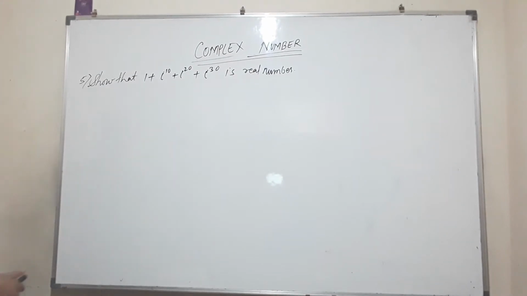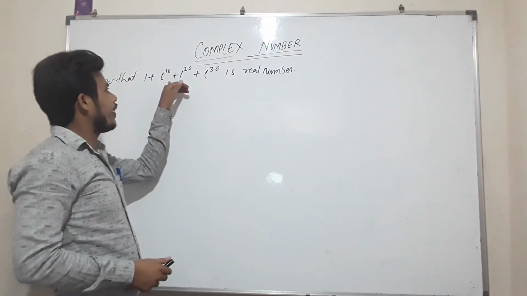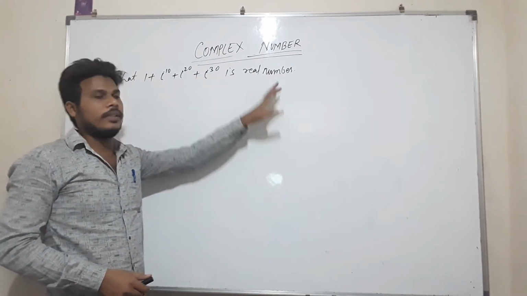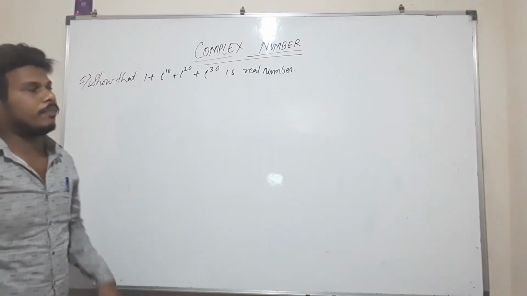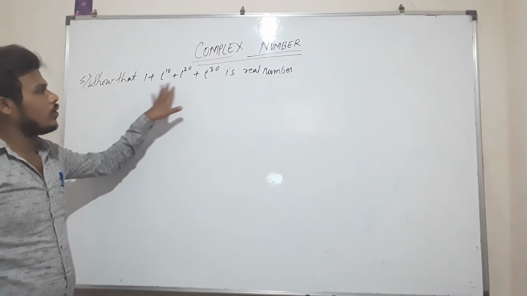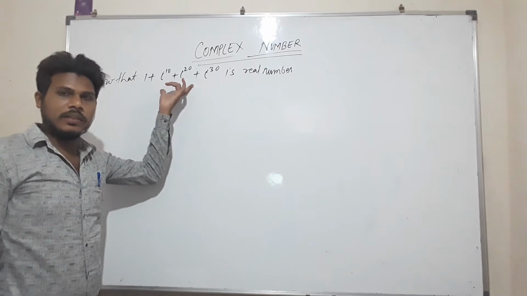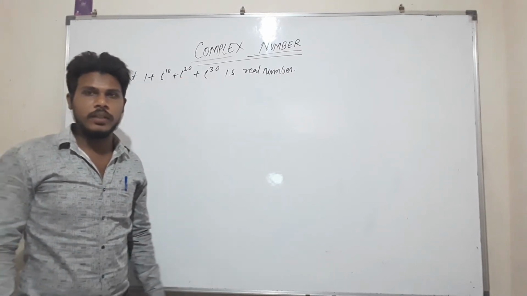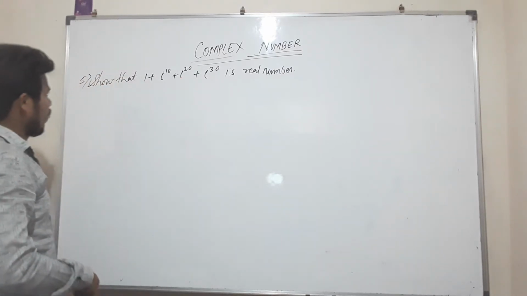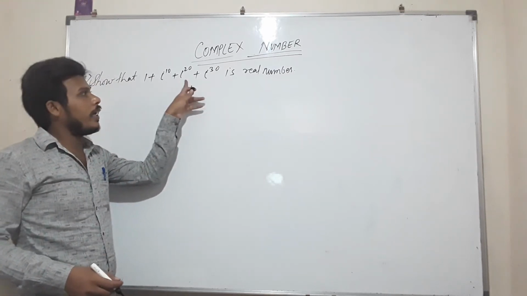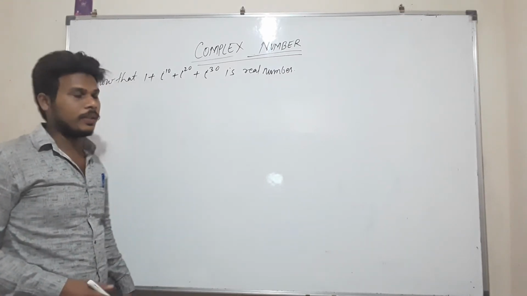Next question is: show that 1 plus i raised to 10 plus i raised to 20 plus i raised to 30 is a real number. Here we have to show that after adding these complex numbers, we get a real number. Okay, so first we will find the value of i raised to 10, then i raised to 20, then i raised to 30.